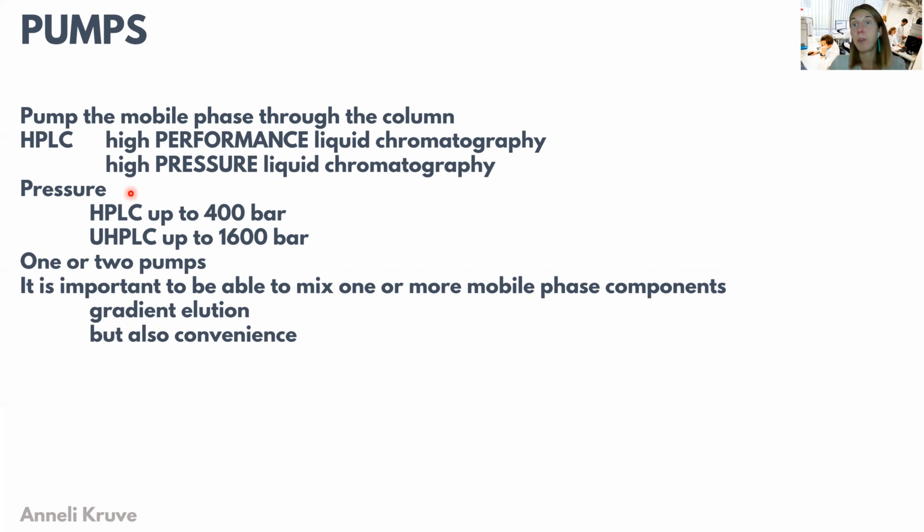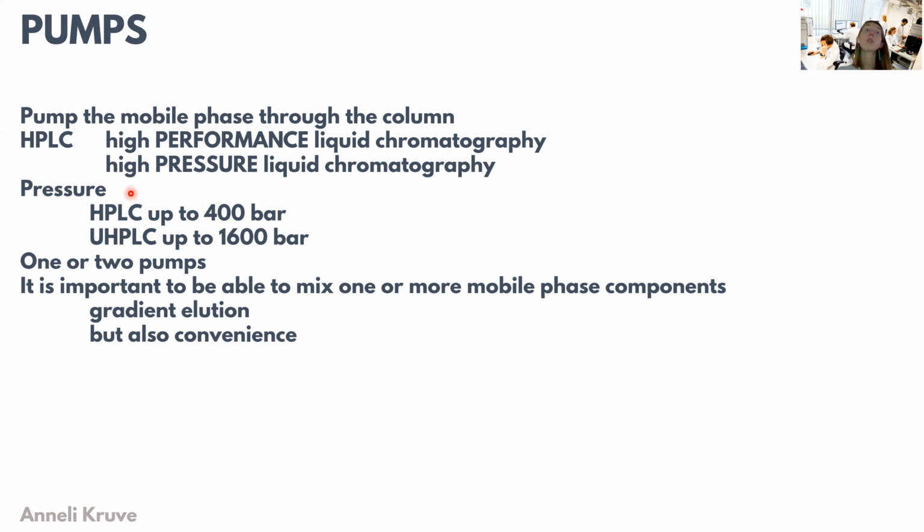And the flow rates that we are talking about depend exactly on the column length, column diameter, as well as the column particle size. But usually for HPLC, we are talking about flow rates around 1 milliliter per minute, slightly less or slightly above, depending then on the column.